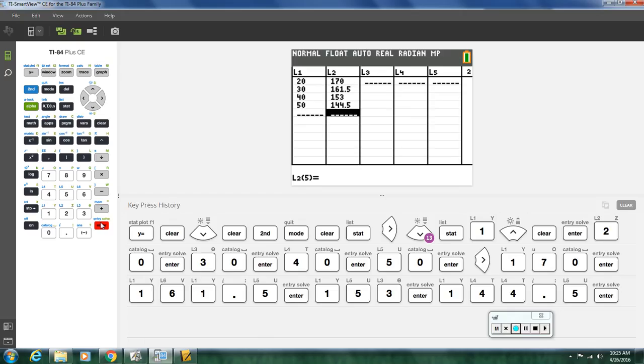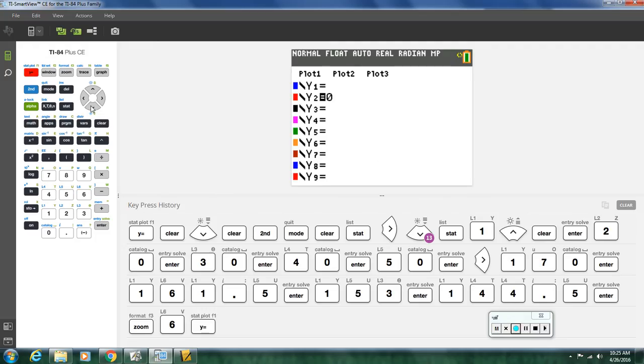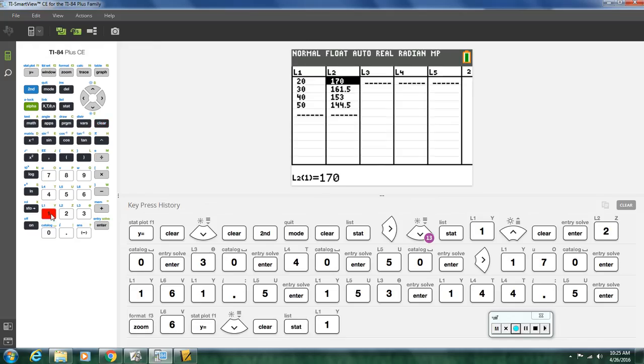Now I can graph this one, but what am I going to have to fix before I graph it? My window. If I'm on a standard window, negative 10 to 10, are those points visible? Well, first of all, do I have anything in Y equals? No, but going back to that table, my x's have got to show me between 20 and 50. My y's have got to show me between 144 and 170, right? So I'm going to have to change my window regardless. But let's calculate the regression. So we guessed the linear.